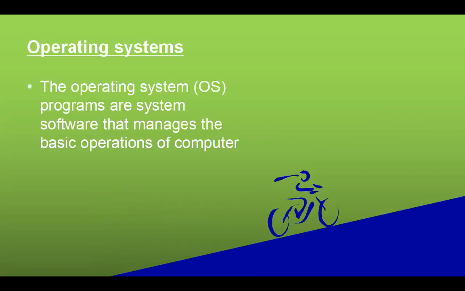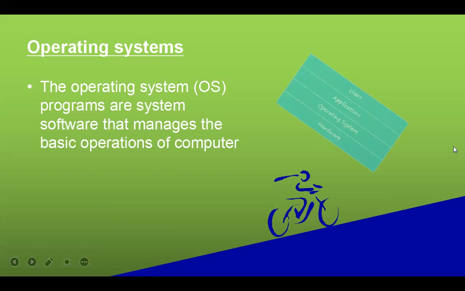What is an operating system? Operating systems are the programs or the system software that manage the basic operations of the computer. All the system software that manages the basic operations of the computer, including managing the resources, interface, managing the storage and the running of the computer generally, is the work of these OS programs.